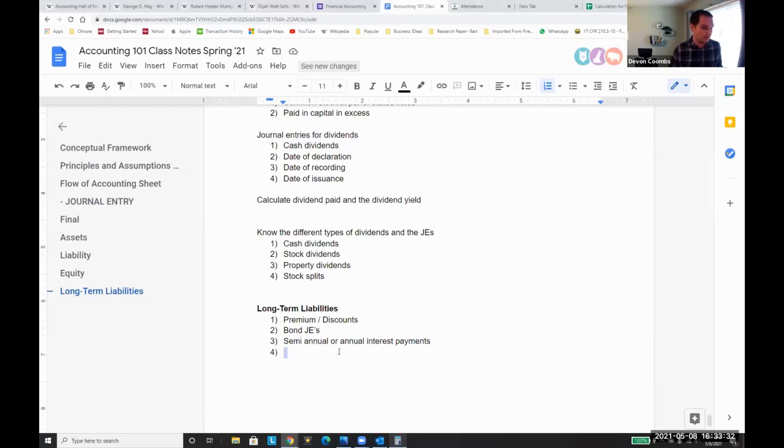We'll also know the journal entries for retiring bonds, right? And know that when we retire the bonds, you're going to have the opposite journal entries for the premium and discounts, right? To issue a bond at a premium, you would credit the premium. To retire the bond that has a premium, you would debit the premium. So kind of know those journal entries. Make sure you got that. Know your notes payable journal entries.